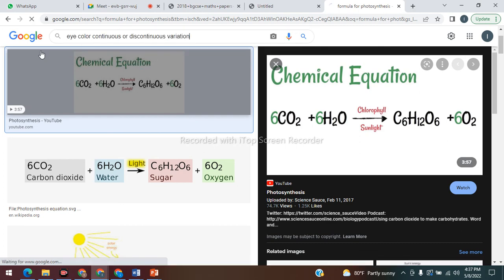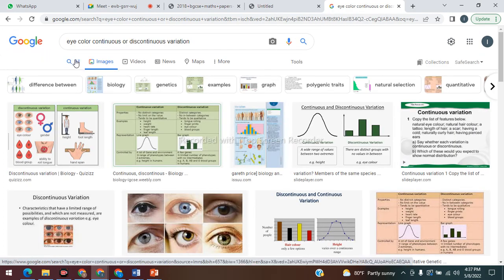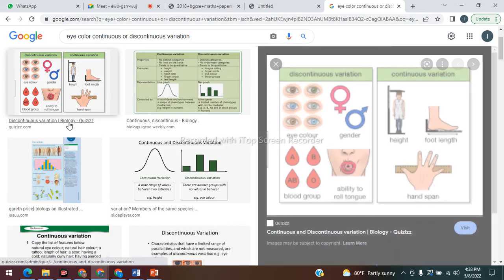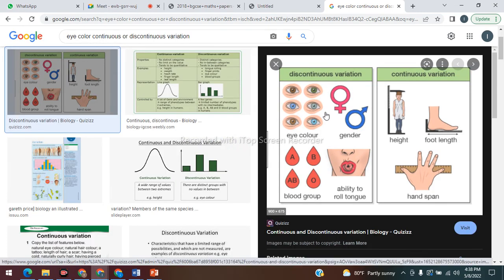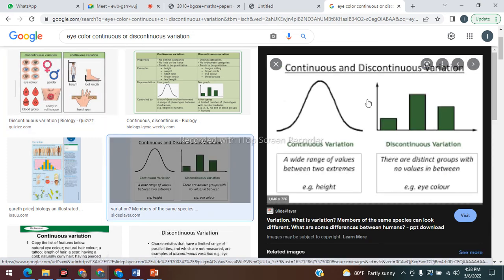Is eye color continuous variation? People tell me a bunch of different answers. They said that eye color is discontinuous. Okay, discontinuous, they say, so stuff like blood group and stuff like that. So for continuous and discontinuous, continuous is a wide range of values between two extremes, right? And here there are distinct groups with no values in between, right? So we're skipping. I like this definition now.